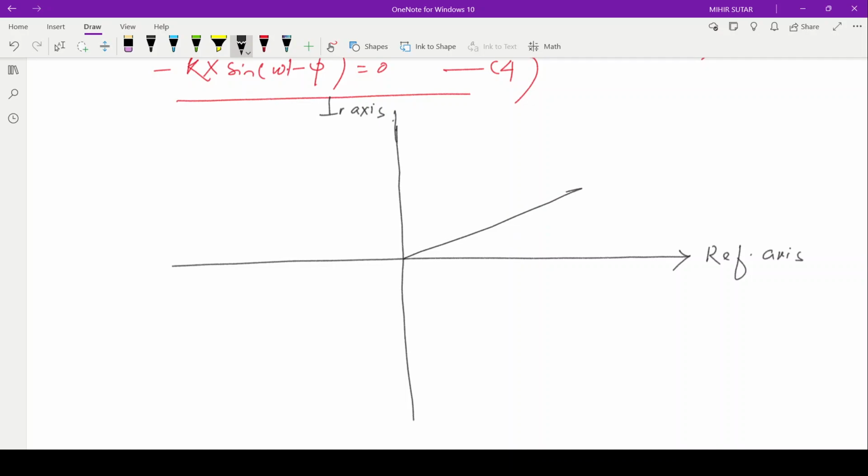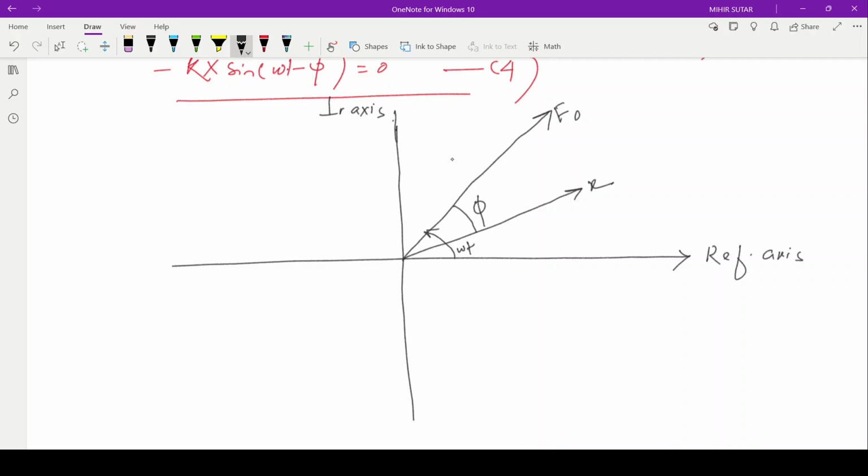Displacement is denoted by x. Then we have F0 sine omega t. So this will be the force, that is your F0, at an angle omega t. And there is a lag between the displacement and the force equal to phi. This is the phase lag.